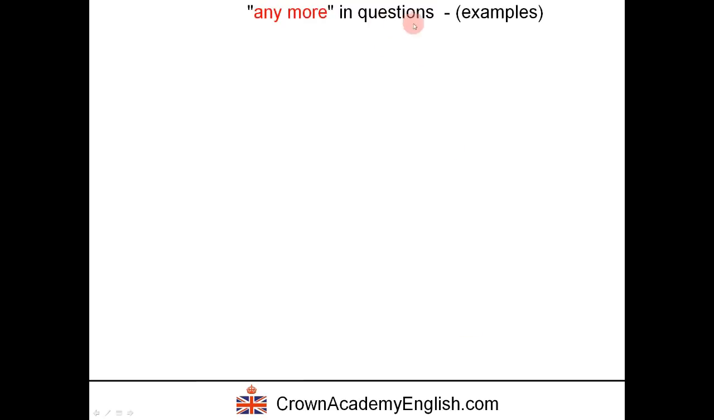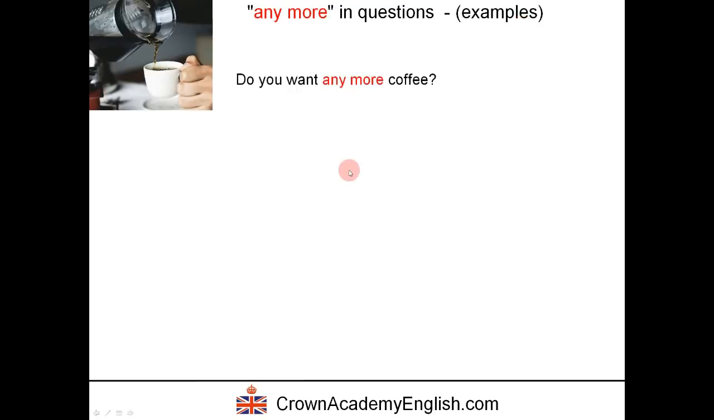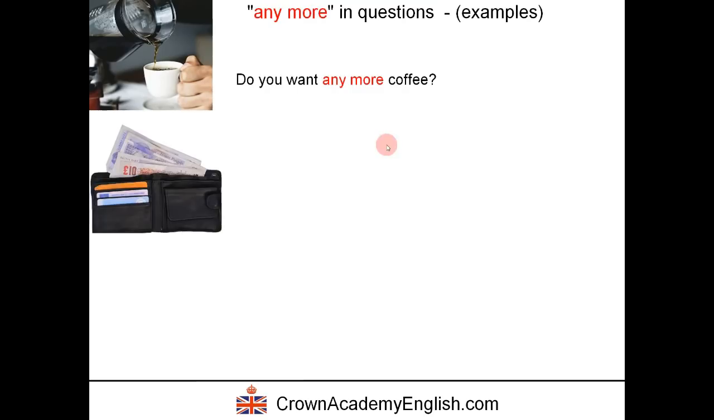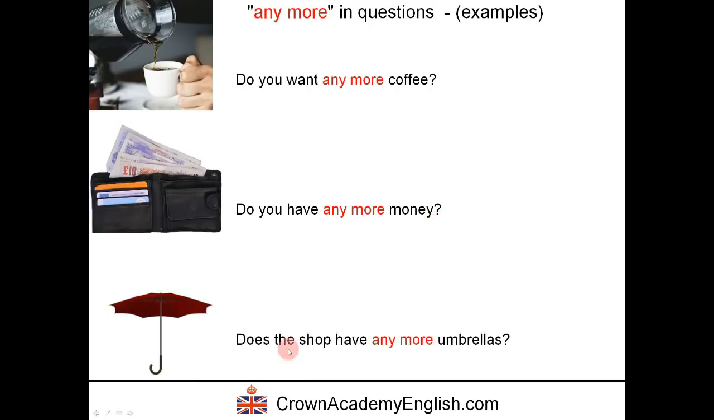Any more in questions. So I'm giving you some more examples here. Do you want any more coffee? Do you have any more money? Does the shop have any more umbrellas? So notice that these are all questions. And here we have a countable noun, umbrella, umbrellas. So we can use any more with countable nouns. And this is an uncountable noun, money. In English, money is uncountable. And so we can also use it with an uncountable noun. Do you have any more money?